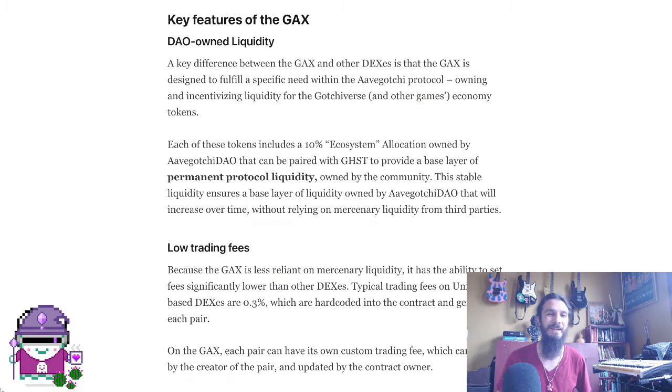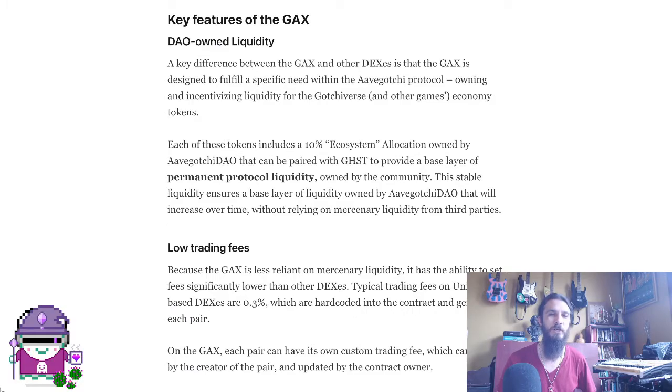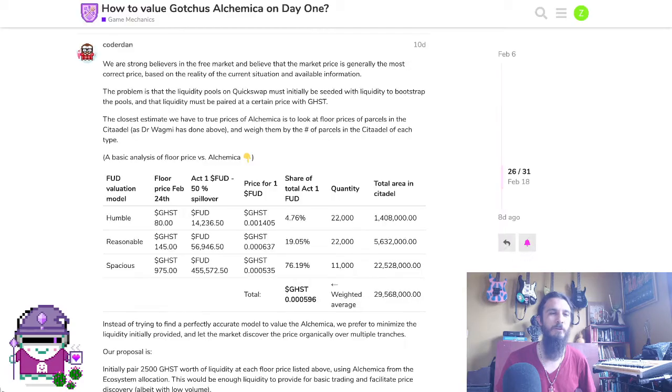The first one being that it is DAO owned liquidity. What that means is that it comes from, as you recall from Gotchiverse Game Bible 2, the ecosystem 10% managed by Aavegotchi DAO, released over a 30-year period. So the DAO liquidity is from that 10%. And the way it's initially going to be valued is over here in the DAO forum. Coder Dan put a great post explaining how they came to a number.